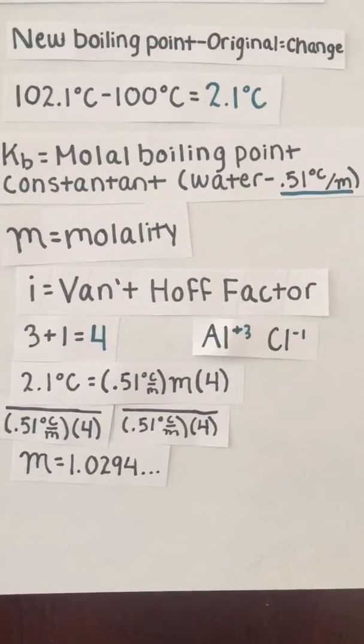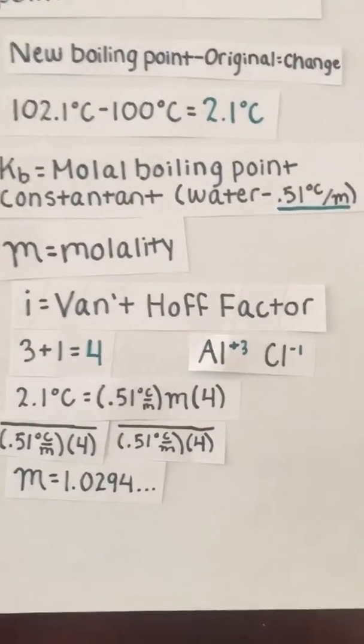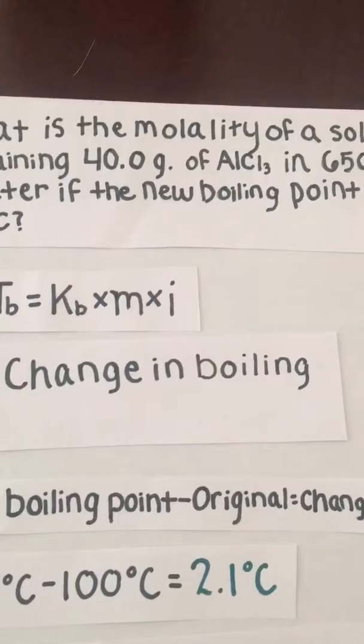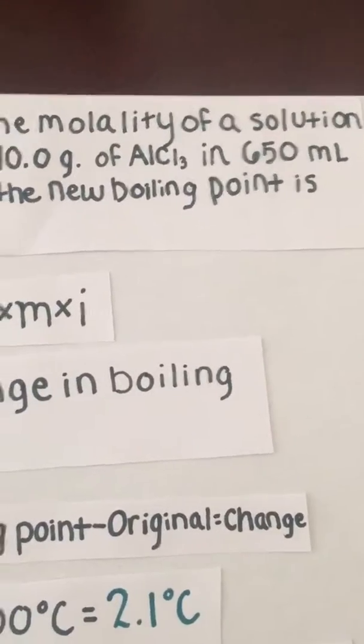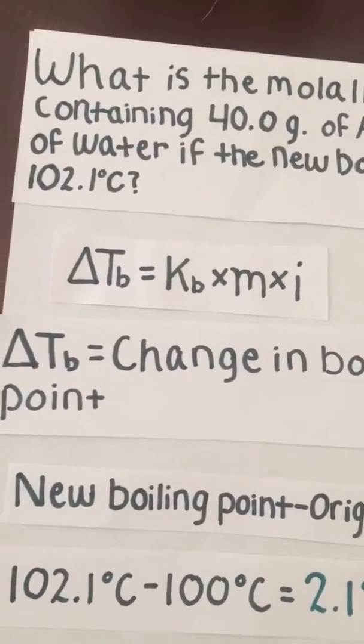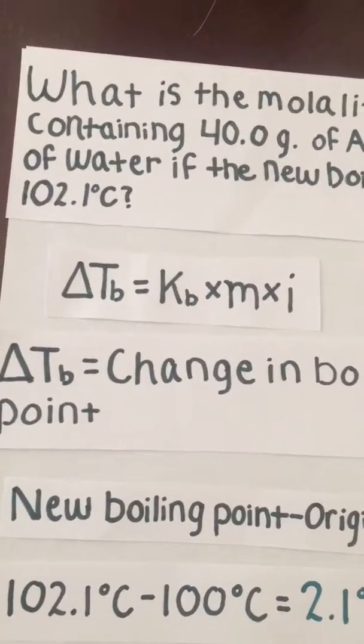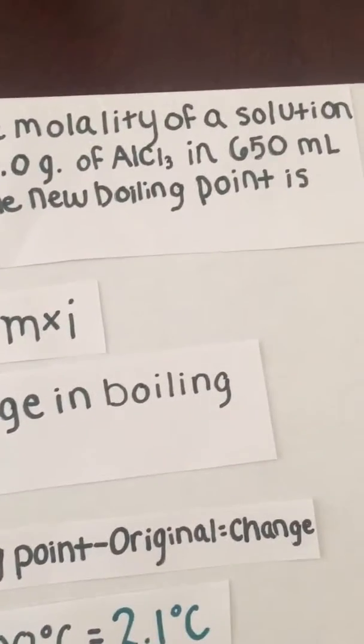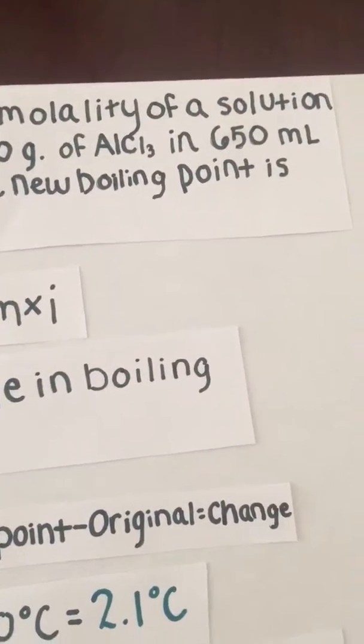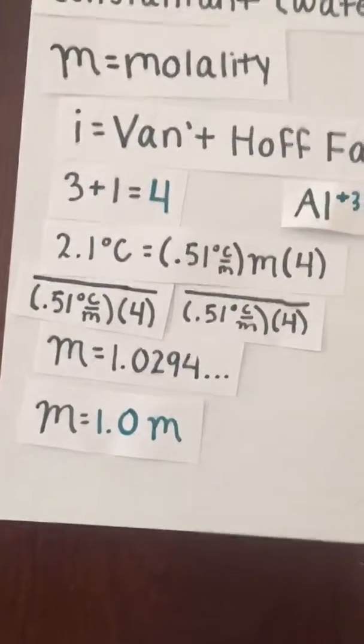Now we have to use the proper significant figures, so we look back at our original problem. This number has 3 significant figures, this one has 2, and this one has 4. So we use the smallest number, which is 650, and that's 2 significant figures, so our final answer is 1.0 molality.